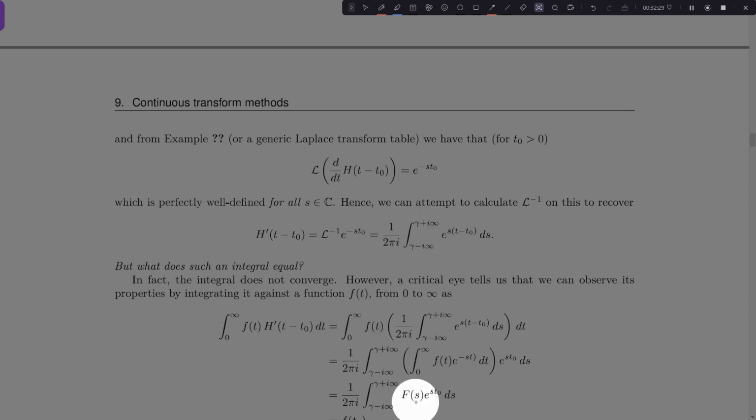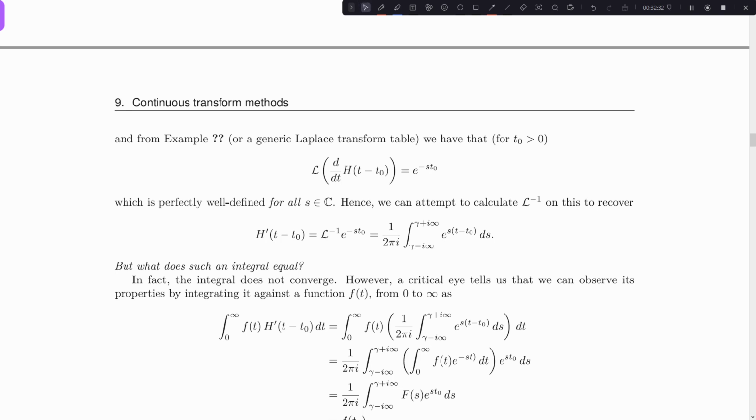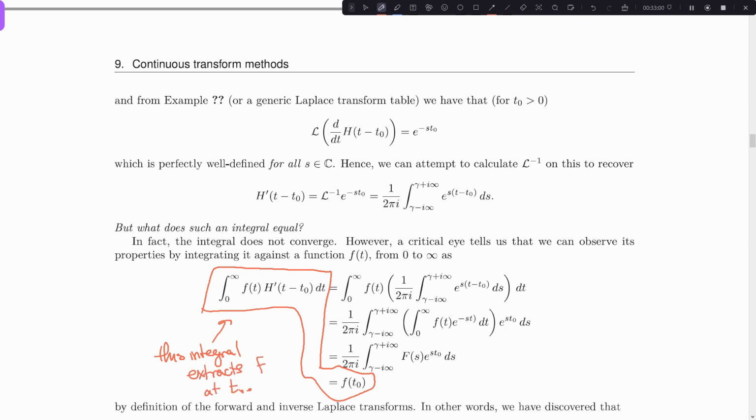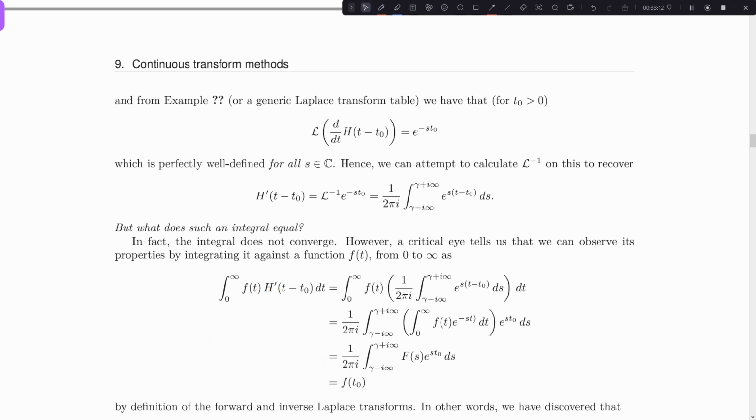If I switch the bounds on the integral, what I end up with is that the transform against the derivative of the Heaviside function just extracts the value of the function at t naught, in some sense, right? So this integral extracts f at t naught. Whatever that derivative means, we don't really know what it means, but whatever it does mean, it extracts the value of f at t naught. So that's really something interesting to think about.